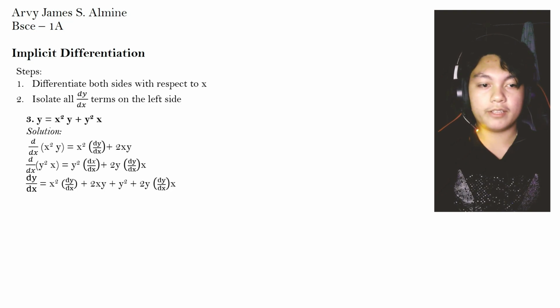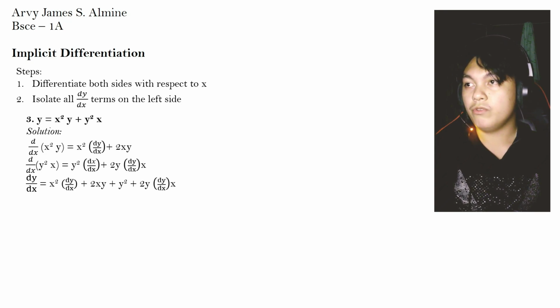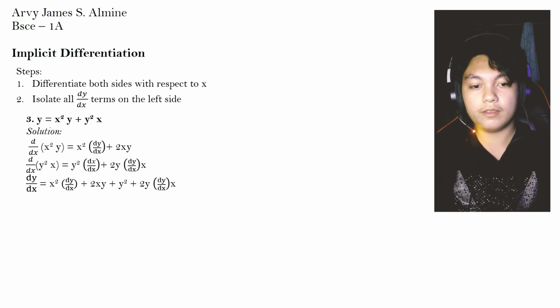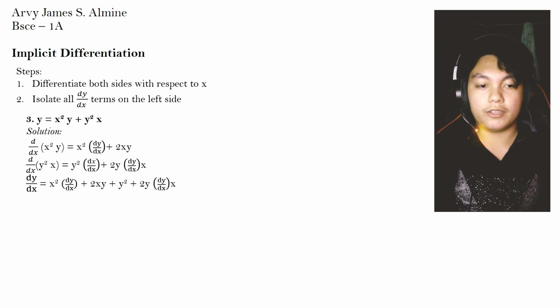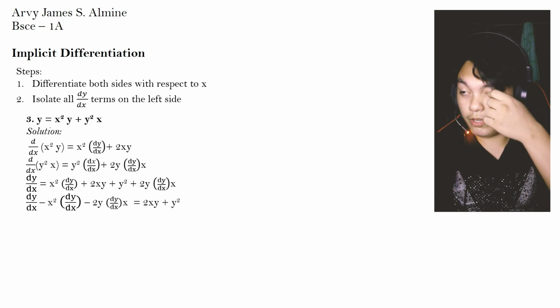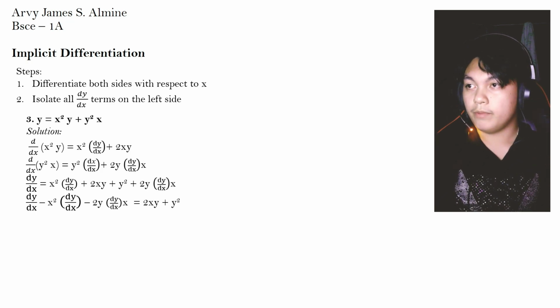So let's simplify the right hand side of the equation using the chain rule and product rule. We have dy over dx is equal to x squared dy over dx plus 2xy plus y squared plus 2y dy over dx and x. Let's rearrange the terms to isolate. We have dy over dx minus x squared dy over dx minus 2y minus dy over dx x is equal to 2xy plus y squared.